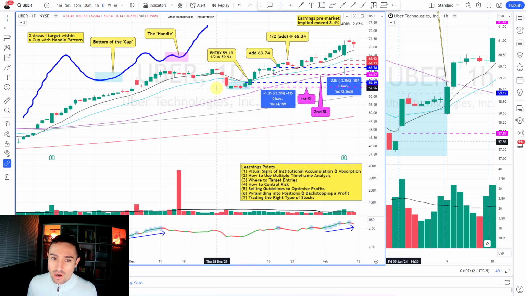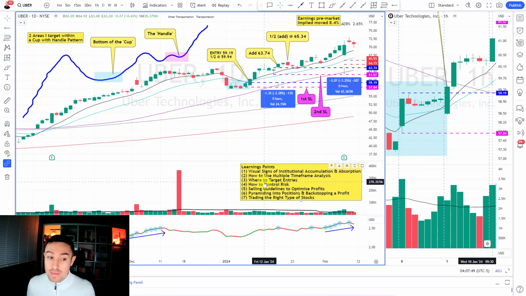So we've got the daily chart on the left, and then we've got the 1 hour chart on the right hand side here. As we're talking about these entries, I'm going to speak about where to target the entries. This is how I target entries, how to control risk, selling guidelines to optimize profits.